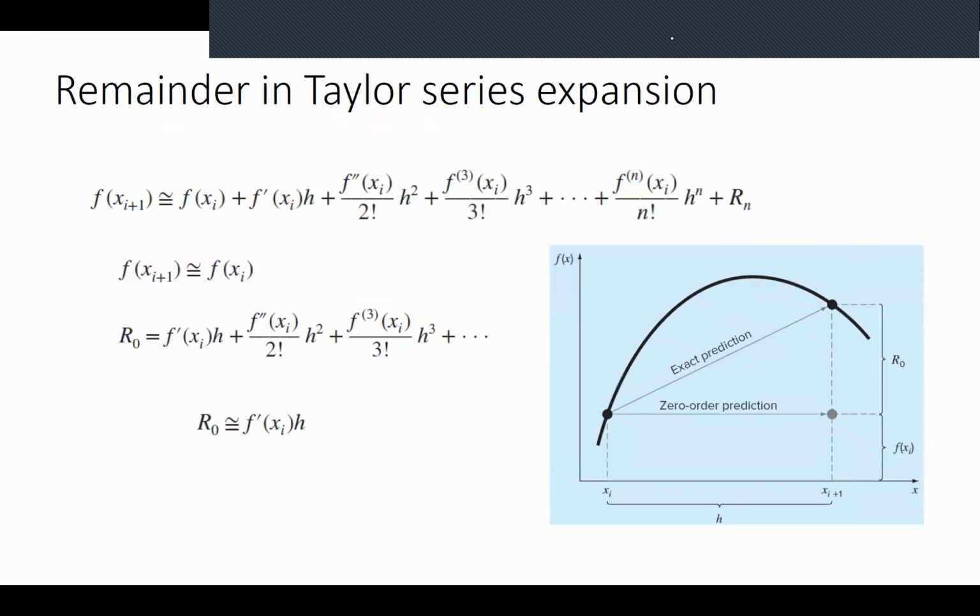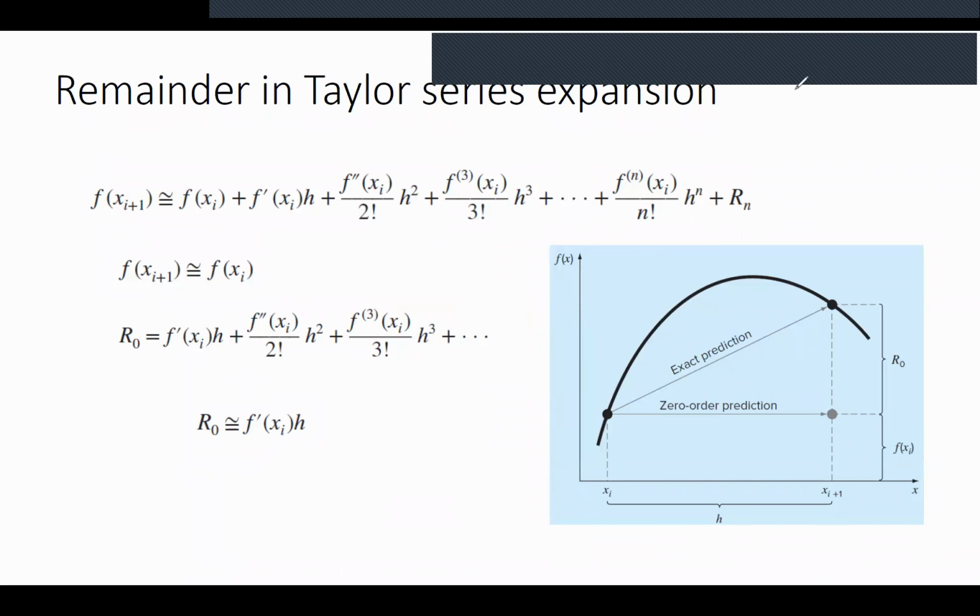So let's see how to evaluate the remainder in Taylor series expansion. Remember the Taylor series expansion, the value of the function at x_{i+1} can be written in terms of the value of the function at x_i. We need to know the derivatives in here. And since this goes to infinity, so we have an infinite number of terms, this is not possible. It's not possible to evaluate or compute this in a computer algorithm.